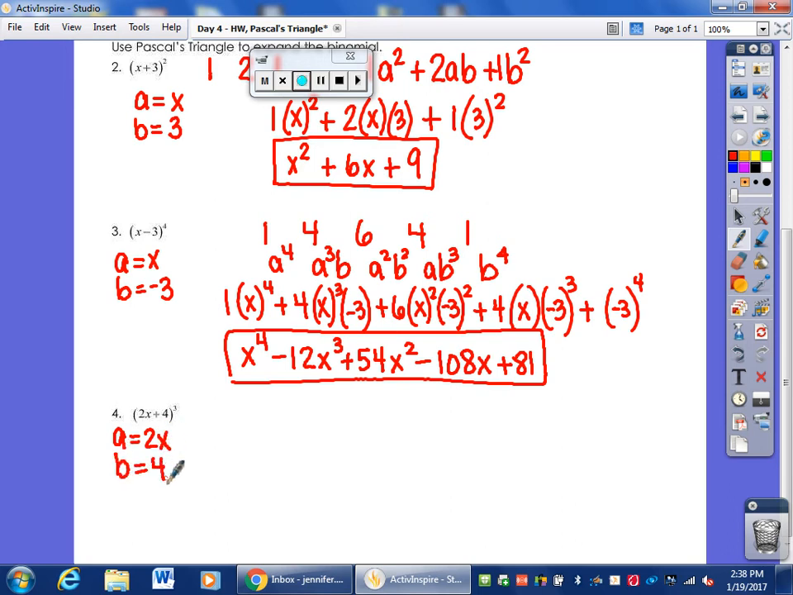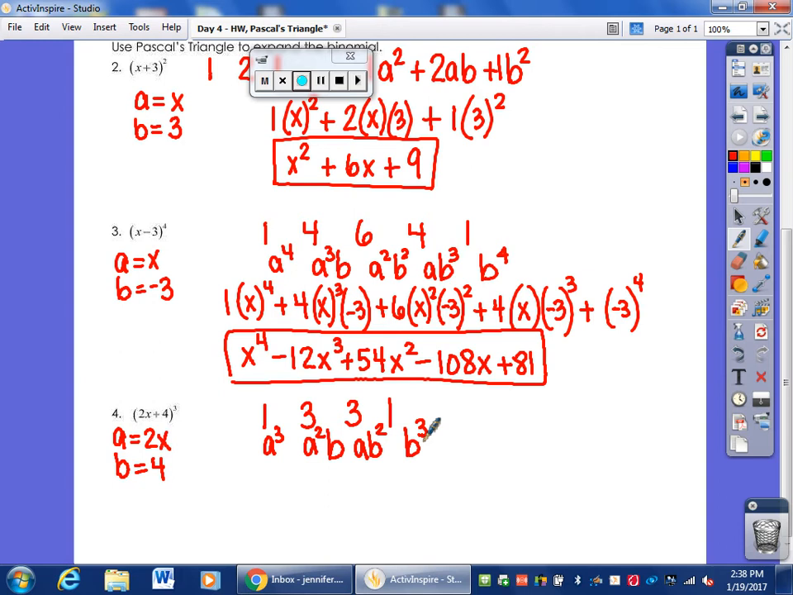All right, for the last one, we have A is equal to 2x, and we have B is equal to 4. It's the third row, so we're going to be doing 1, 3, 3, 1. And then this is going to be A to the third. This will be A squared B. Okay, this would be A, B squared, and then B to the third.